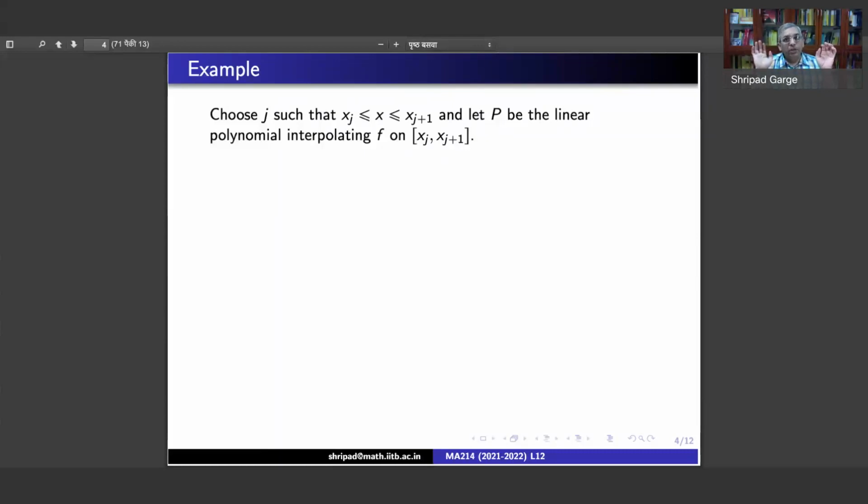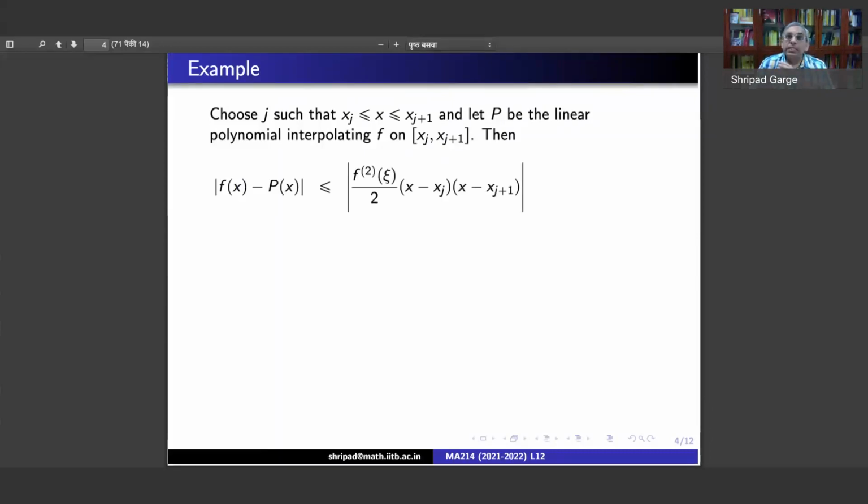And let P be the linear polynomial which interpolates your function between these two nodes, on the interval [xj, xj+1]. We have this linear polynomial interpolating our given function. Then there is this error form. Because you are looking at the linear polynomial, the error form will involve the second derivative at the point xi, which is dependent on x.